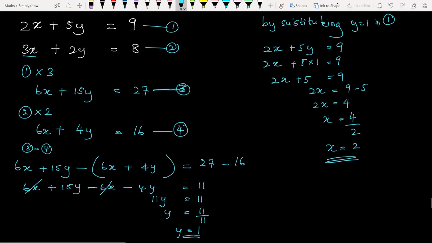So shall we check our answer? If x is 2, 2x is 4. Plus, if y is 1, 5y is 5. 4 plus 5 is 9. So our answers are correct now. y equals 1 and x equals 2.